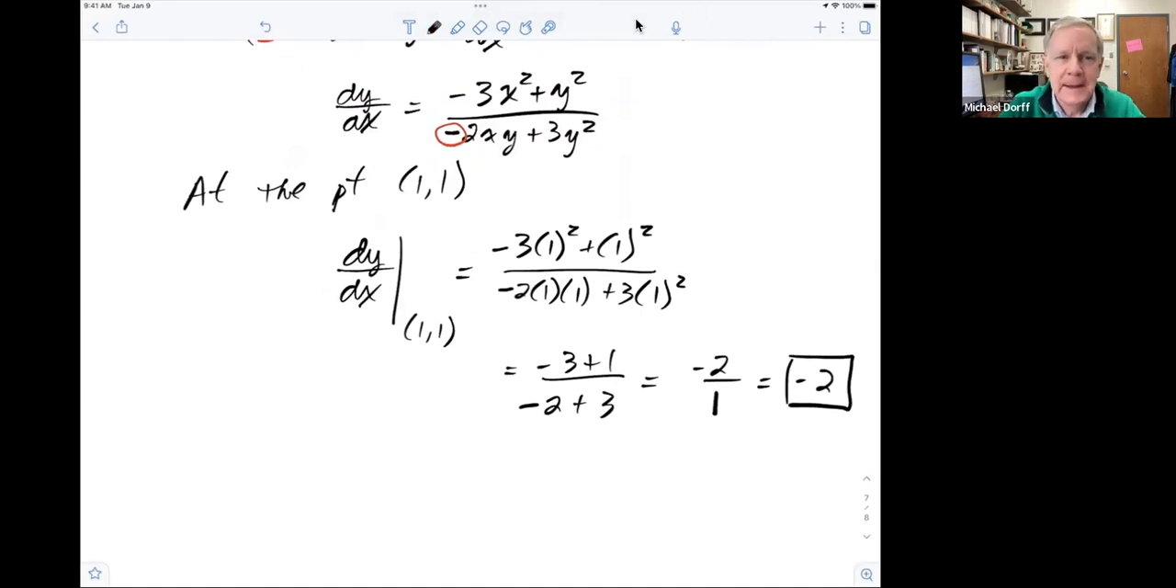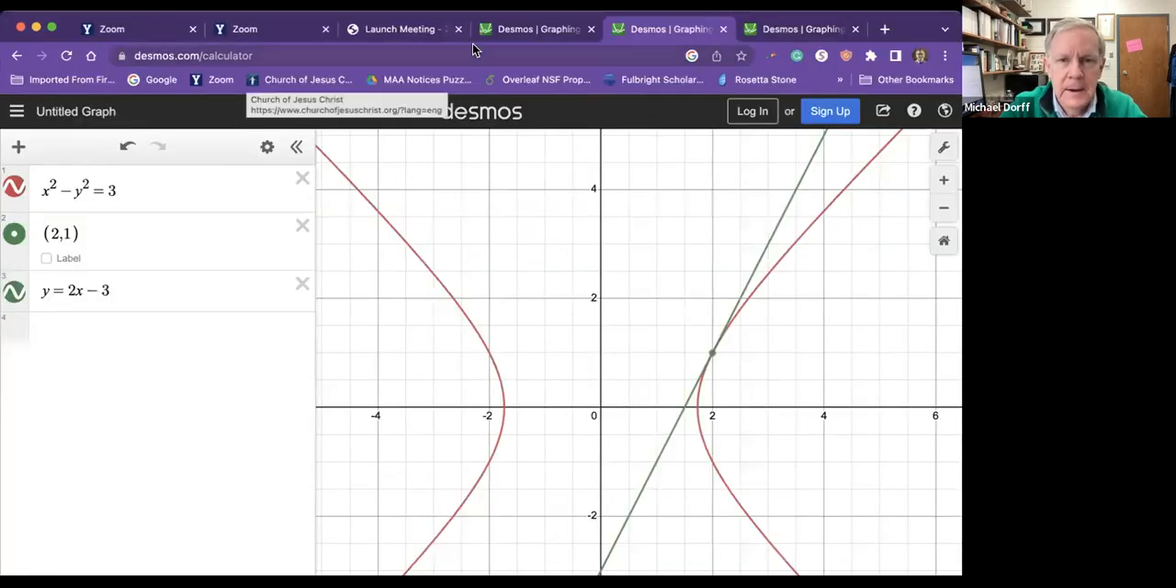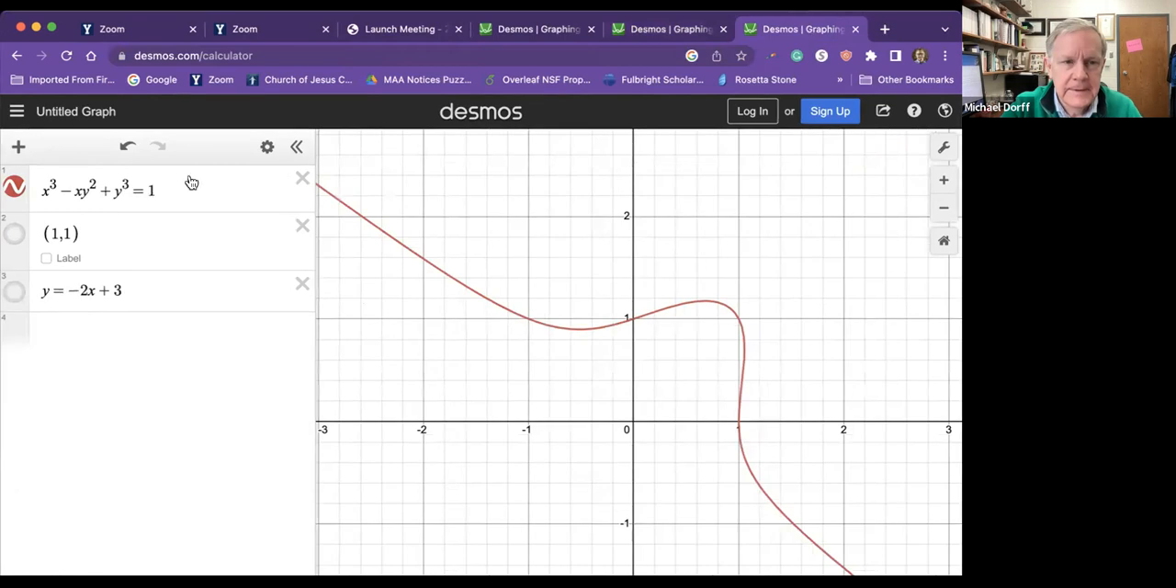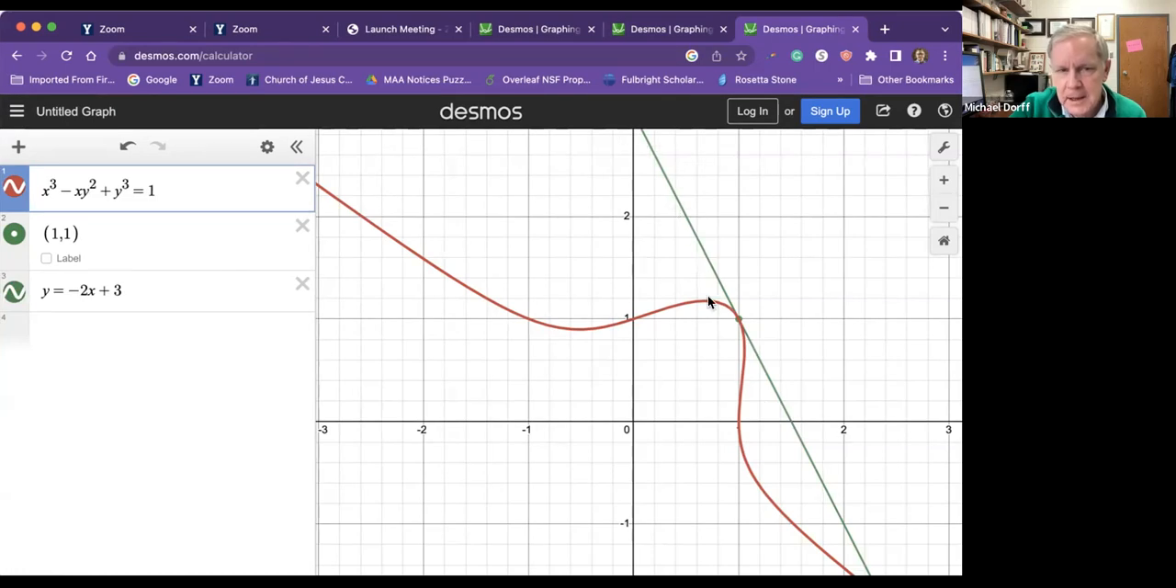Now, let's go back and look at this again to see what this looks like in Desmos. Okay, so here is this curve in Desmos. I've got x cubed minus x y squared plus y cubed equals 1, and it's this red line in Desmos. Here's the point (1, 1) right there. Now, if I want to find the tangent line here, it's going to be this line, y equals -2x plus 3. I haven't shown that, so let me go back and do that here.